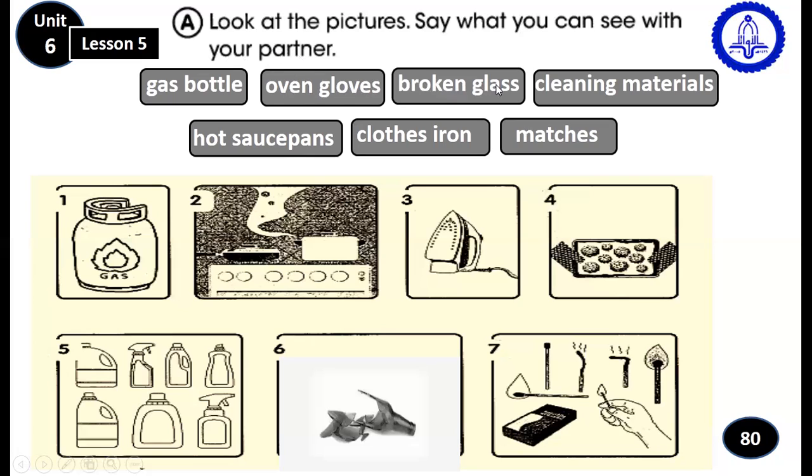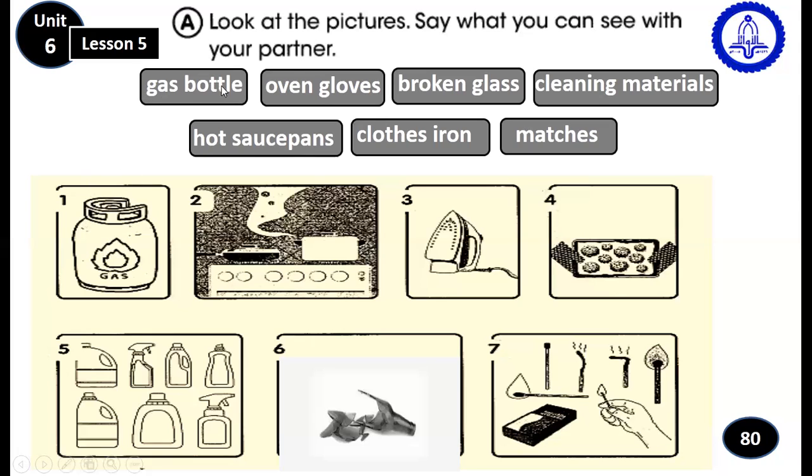Here, in these boxes, we have words. We should write the names of these pictures. You can write them down the pictures or you can write them above each picture. So we should first translate the words.